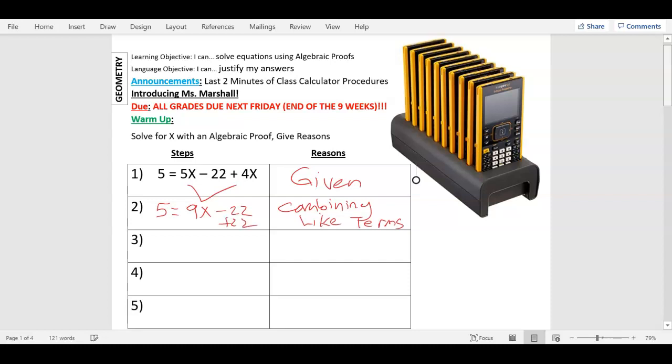All right, this is stuff we've been doing. So 5 plus 22 on the left side gives me 27. Bring down 9x. Okay. And what did I just do on both sides that I need to write down? Okay, addition property.